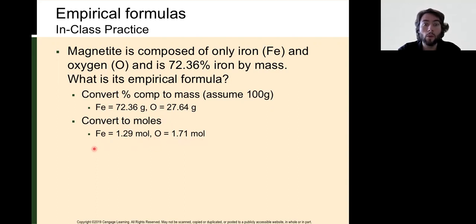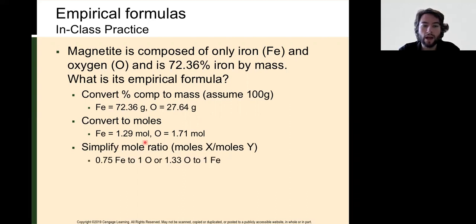We just use the mass to mole conversion that we learned about previously, which is the mass times 1 over the formula weight of iron. So it would be 72.36 times 1 over 56 to give us the moles of iron, and then we would do a similar calculation for oxygen, where it is 27.64 grams times 1 over 16 to give us this many moles. We then simplify the mole ratio, so we have moles of X over moles of Y.